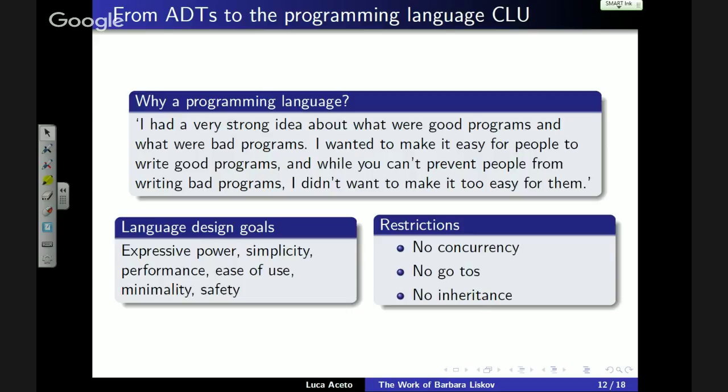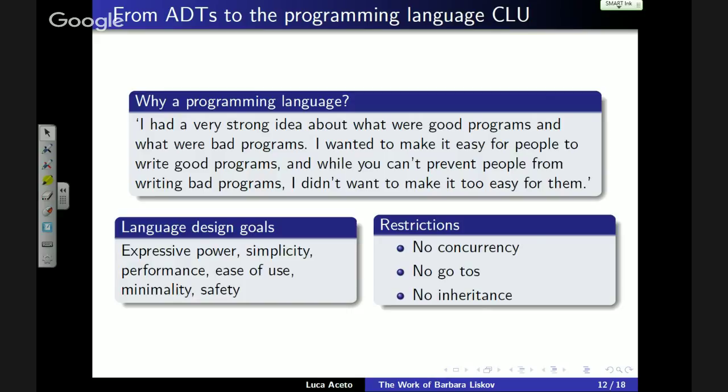And it should be minimal, in the sense that they didn't want to overblow the language with all kinds of operations. And safety really refers to the fact that they wanted the compiler for this language to do as much static checking as was possible at the time. So, some restrictions. She decided early on that the world was already complicated enough without concurrency, so no concurrency. That's fair enough. I mean, also because it was orthogonal to the use of data abstraction, encapsulation, which is the idea that she wanted to push. Of course, no gotos. Everything should be structured programming. And no inheritance.